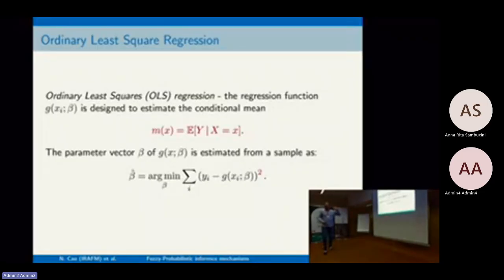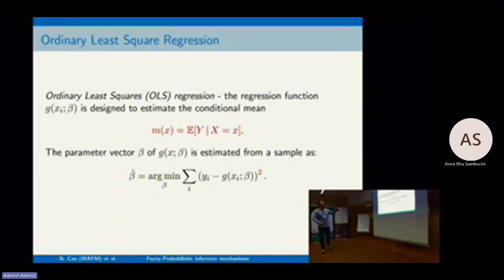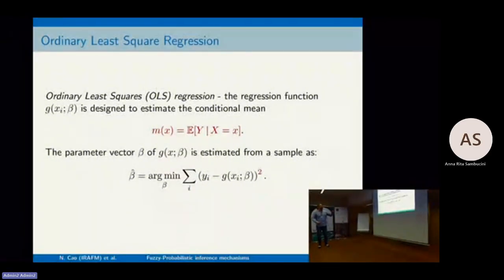First, something from the regression. Well-known regression is ordinary least squares regression. The regression function is designed to estimate the conditional mean. So if we consider this type of function, the parameter vector beta is estimated in this way. So we consider least squares here.